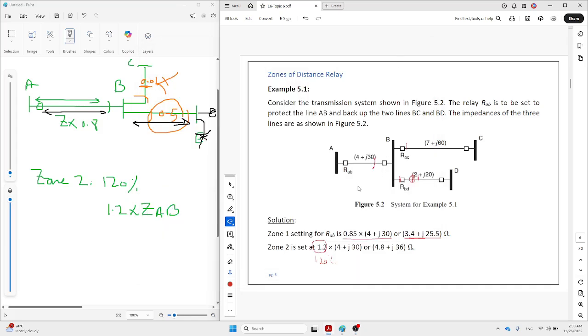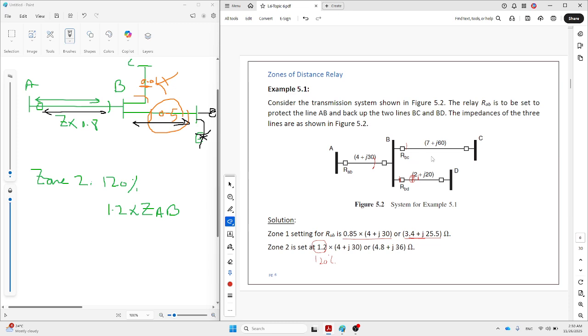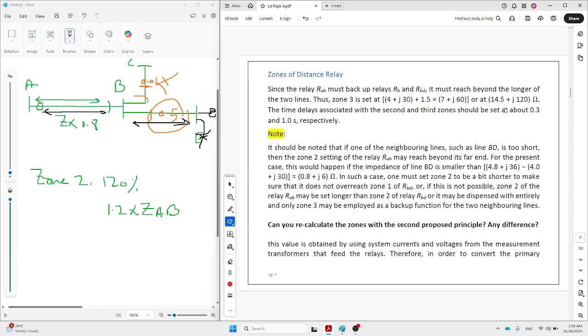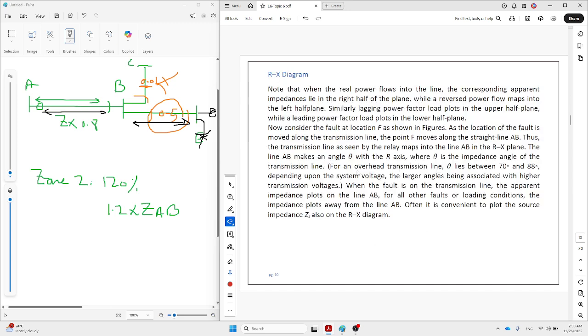Okay. Zone 3 can also be calculated in this way: zone 3 is the total of the first transmission line plus 120% of the next longest transmission line, correct? The longest transmission line, and you have everything here. Okay. Then the next important one, you can go through this example by yourself.